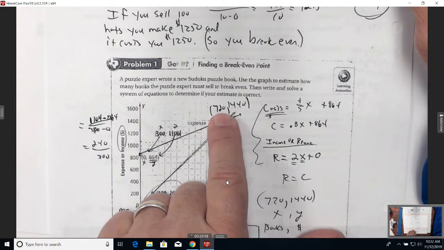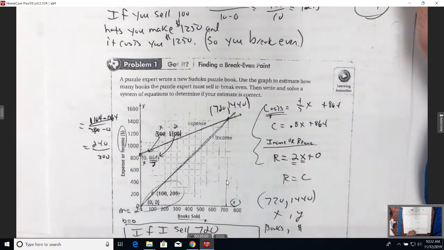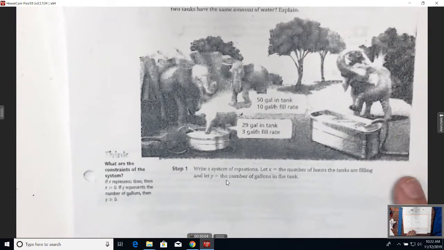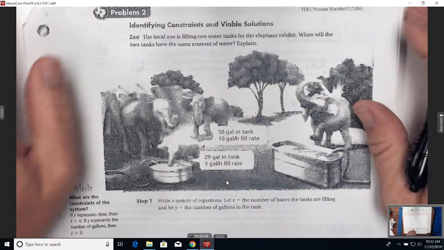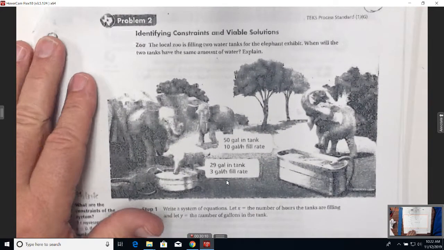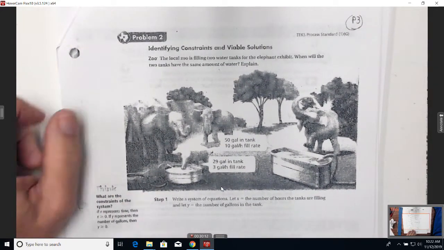So you think you can sell 720 books? If so, do it. If not, you better not produce it. All right, here comes another question too. Let's just see if we can set up this system. Now, this is another one I would solve by graphing. So y'all ready? Here's what we got.